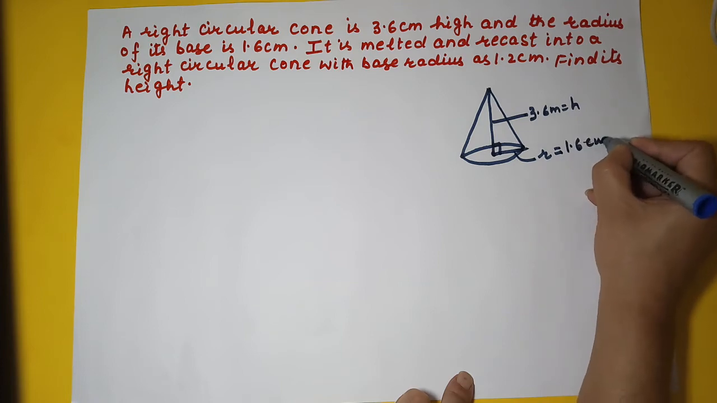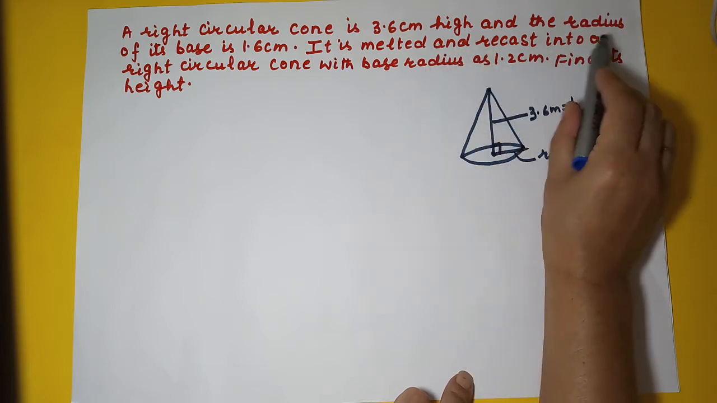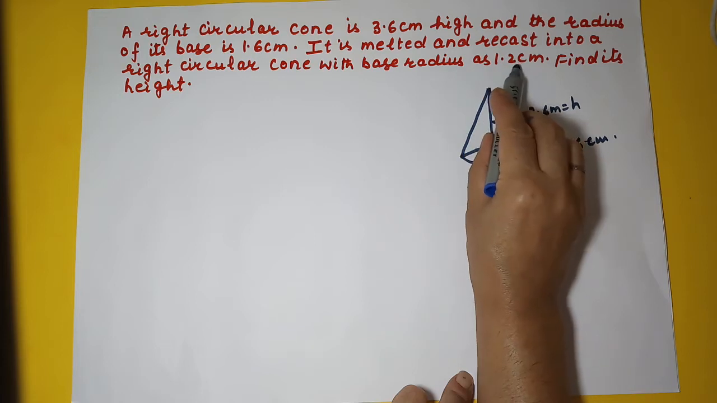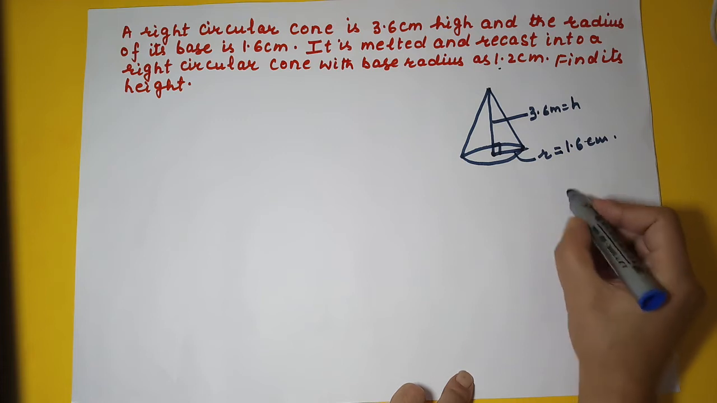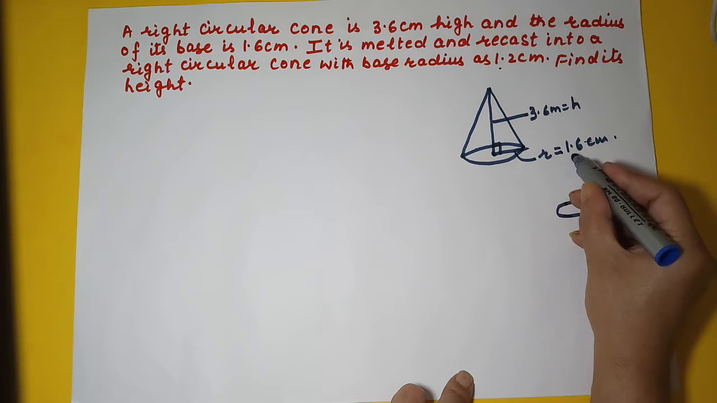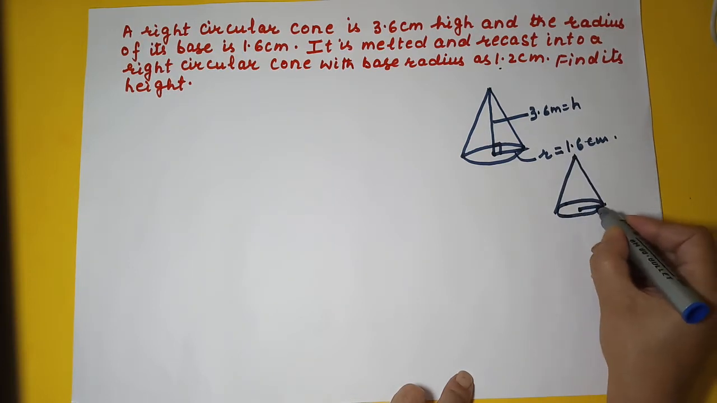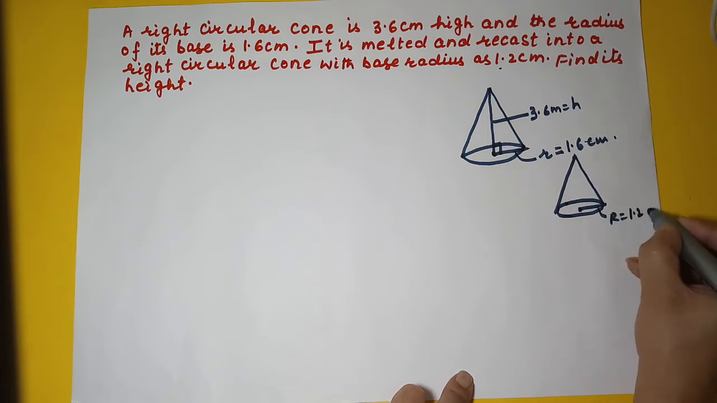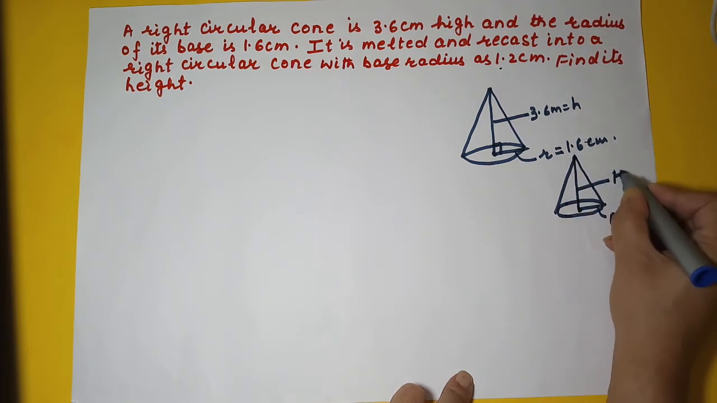1.6 centimeters. Now it says that it is melted and recast into a right circular cone with base radius 1.2 centimeters. So this is melted and recast into a cone whose base radius is reduced, and this new radius is becoming 1.2 centimeters. Find its height. Now we have to find this new height, right?